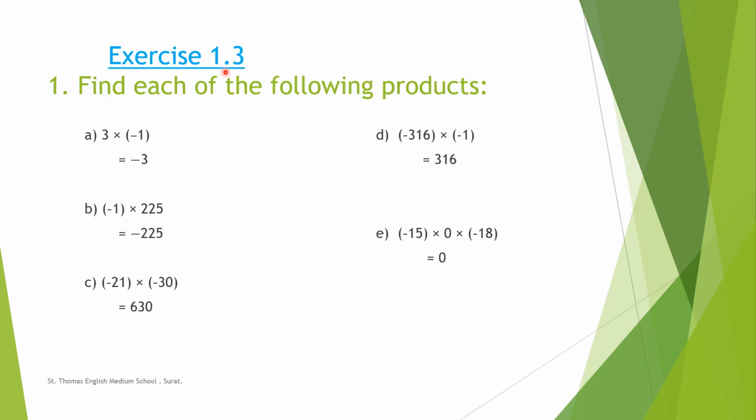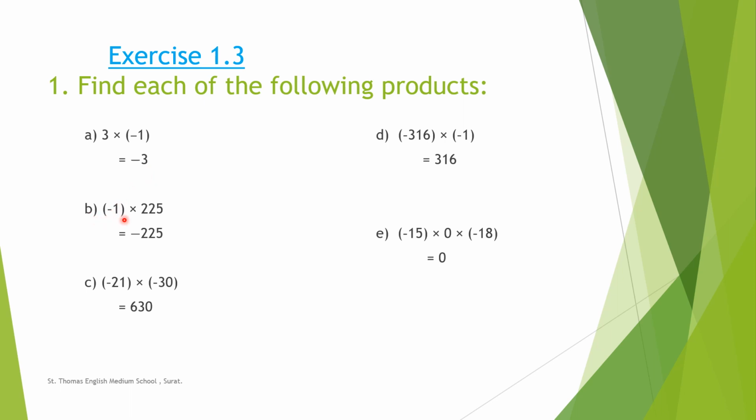Exercise 1.3. First one, find each of the following products. First one, A, 3 multiplied by minus 1. One positive integer, one negative integer, so the answer will always be negative. 3 into minus 1, the answer is minus 3.